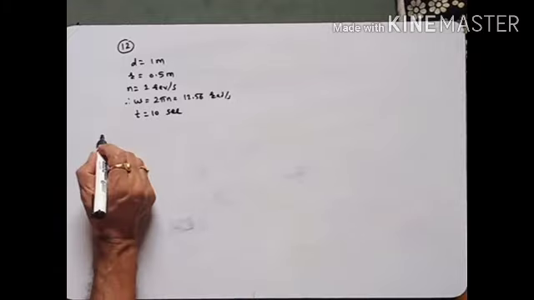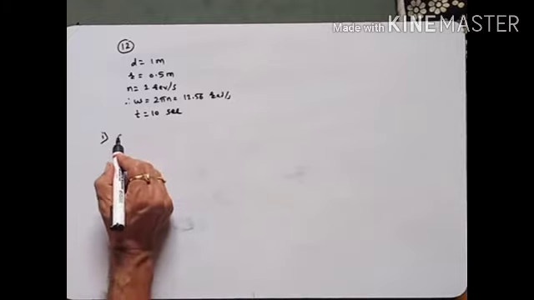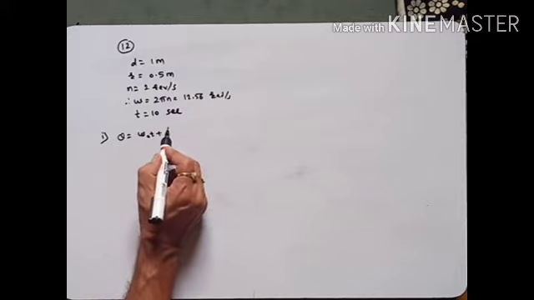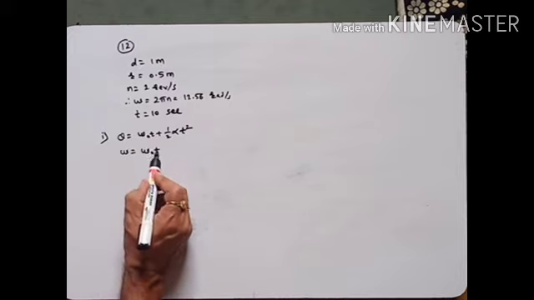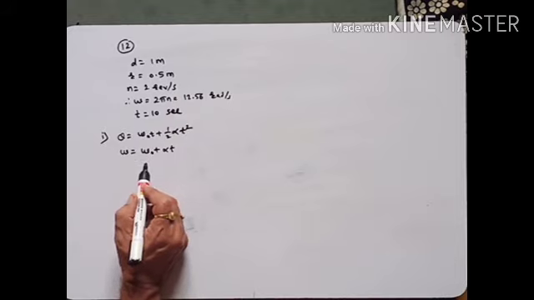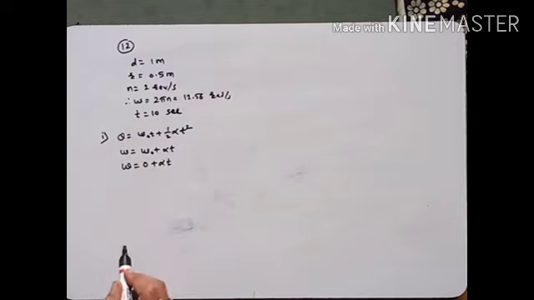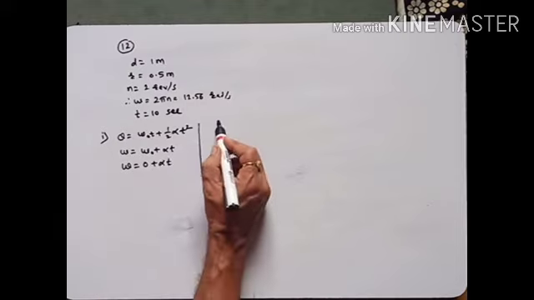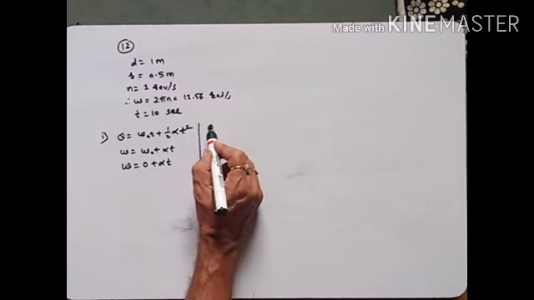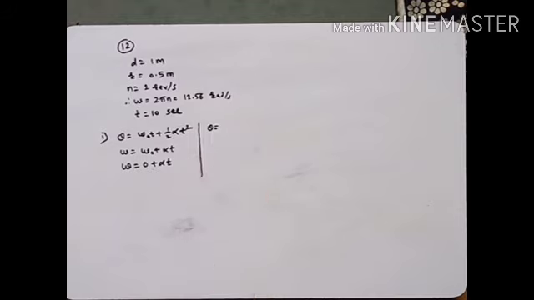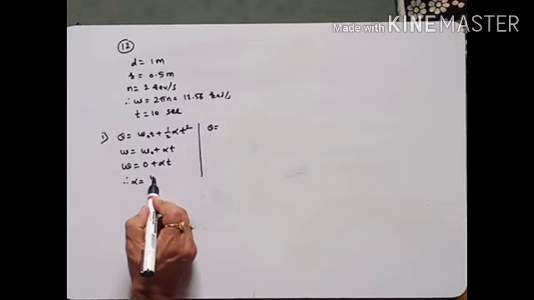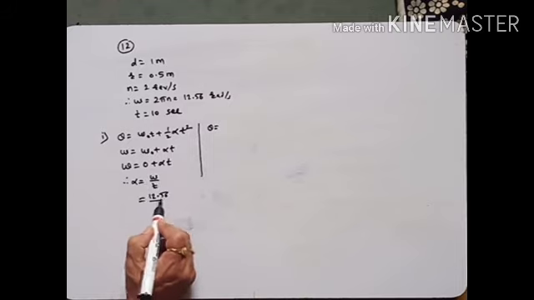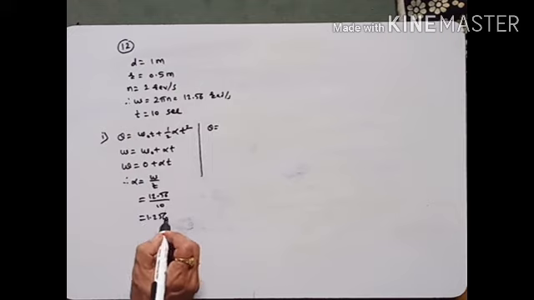Now here first we will consider theta is equal to omega 0 t plus half alpha t square. Omega is equal to omega 0 plus alpha t. Omega is equal to 0 plus alpha t. Here we have to first calculate alpha. Therefore alpha is equal to omega upon t, which is equal to 12.56 divided by 10, that means 1.256.